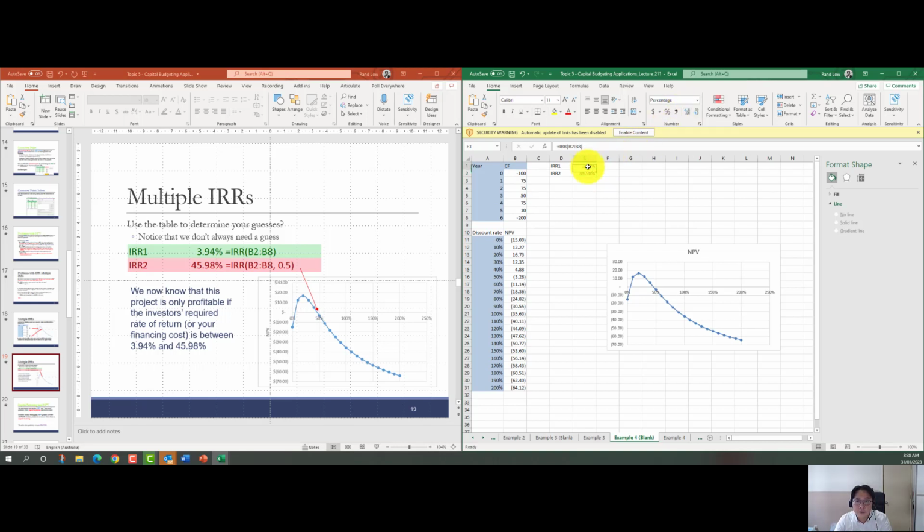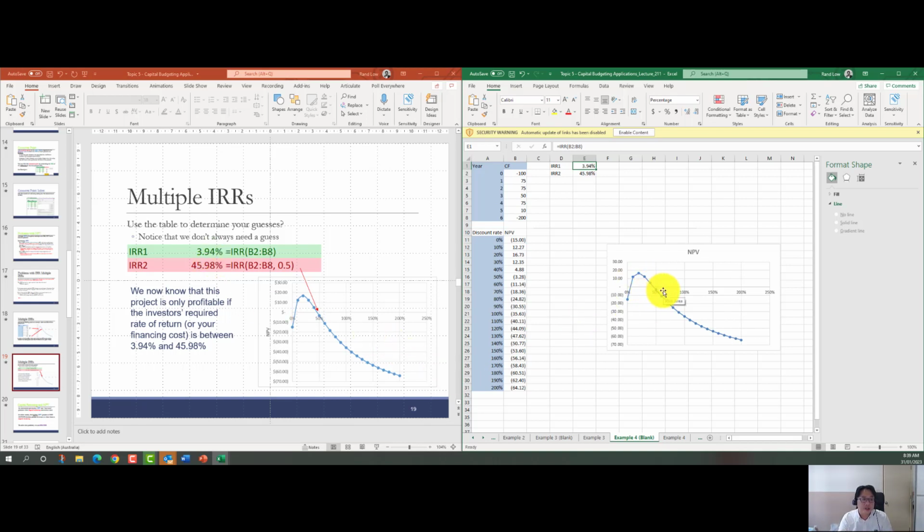All right, we don't always need a guess. Basically, the first time we just pick the first one it found. But what happens when we say 0.5? It actually goes to the value which is around 0.5, which was 45.98. So we can see this project has multiple IRRs, two of them, because looking at the NPV profile, there are two points at which it crosses the x-axis.